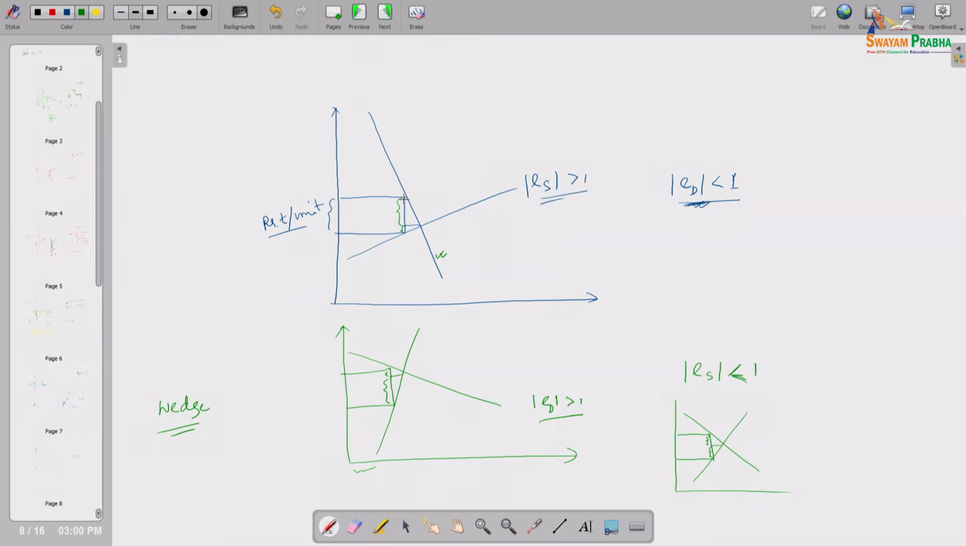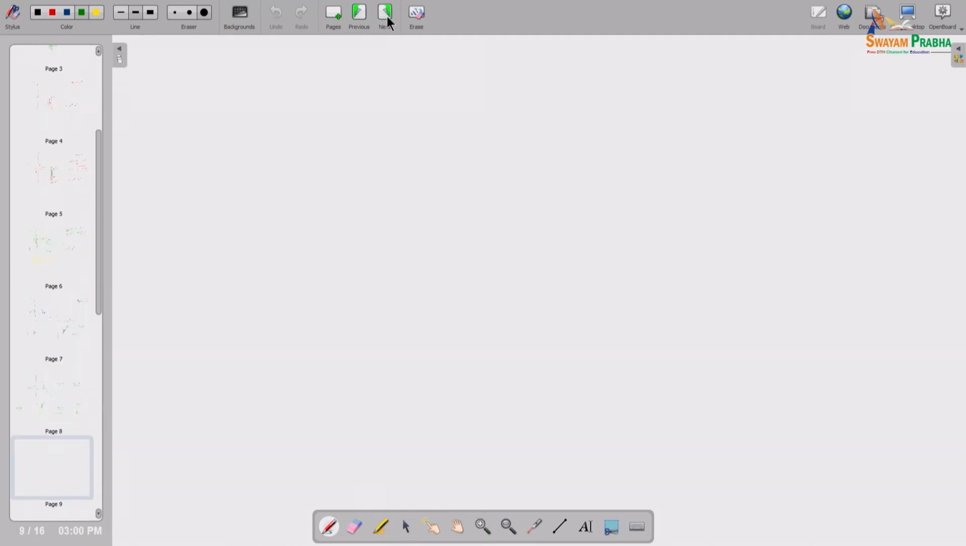Now, when this much tax is imposed, let us go to the new sheet. We are now discussing one interesting political thing.